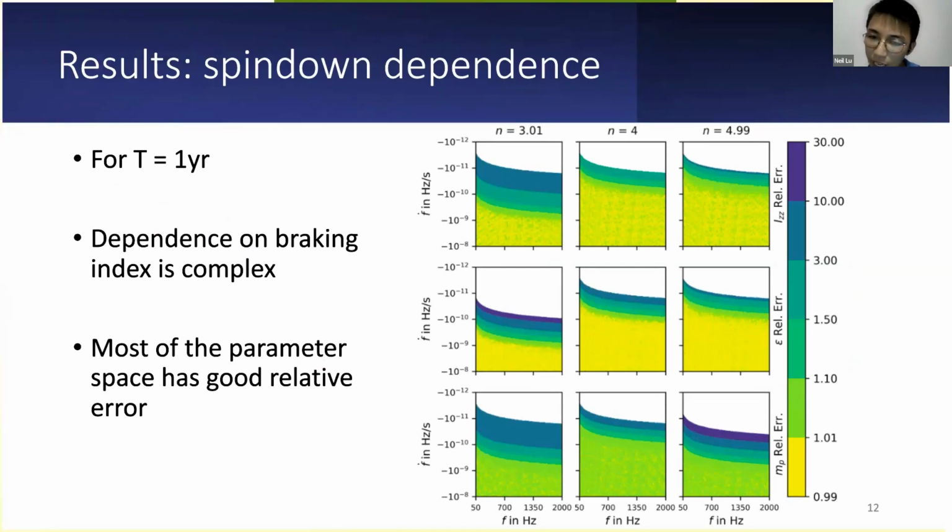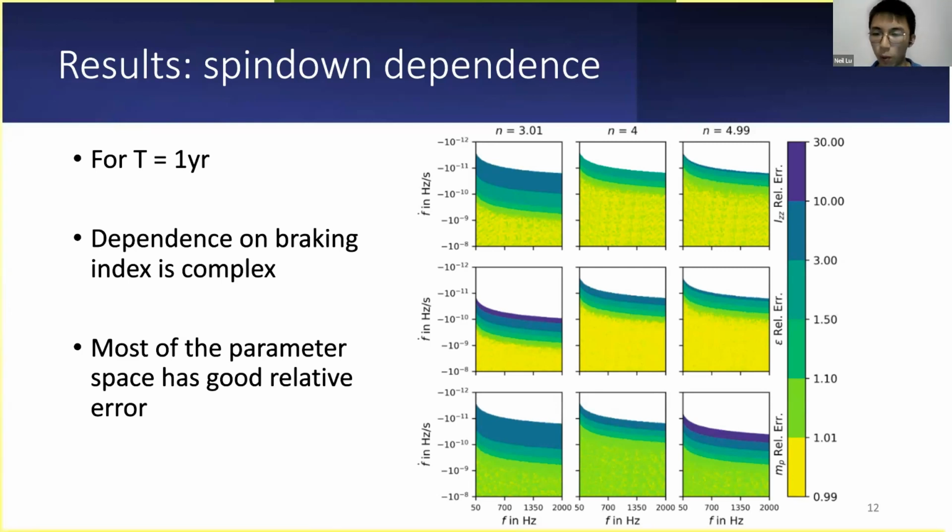So this is a very complex plot. The rows correspond to the 3 different parameters which we can measure. So the top row is moment of inertia, the middle row is ellipticity, and the bottom row is magnetic dipole moment, and the relative error in those 3 parameters. The columns correspond to the different braking index possibilities. And for each little heat map, the x-axis corresponds to frequency, and the y-axis corresponds to f dot.